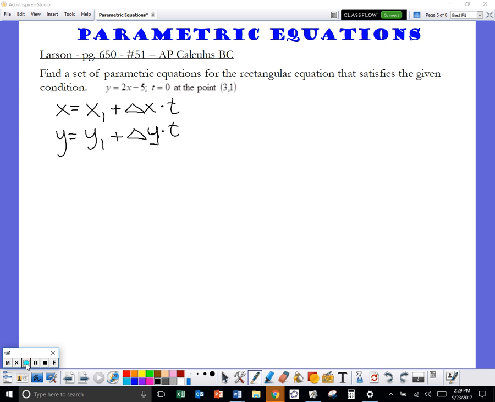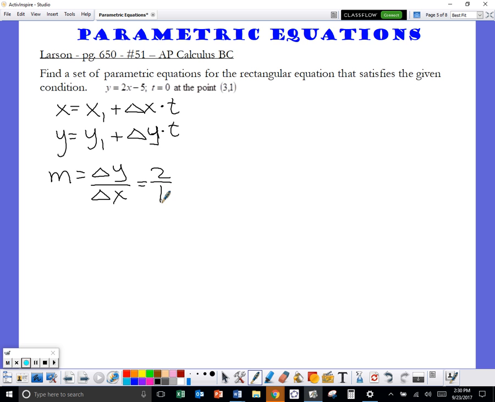X equals x sub 1 plus delta x times t. Y equals y sub 1 plus delta y times t. Now, delta x and delta y are going to come from slope. Since the slope can be represented with multiple fractions, not necessarily reduced to lowest terms, there can be multiple representations of this. We'll make it simple on ourselves. The slope of this is 2, so I'm going to write this as 2 over 1. And delta y will be 2, while delta x is 1.